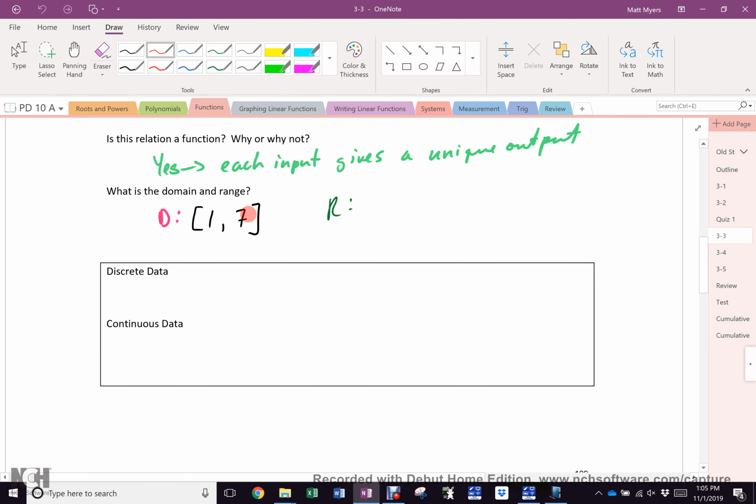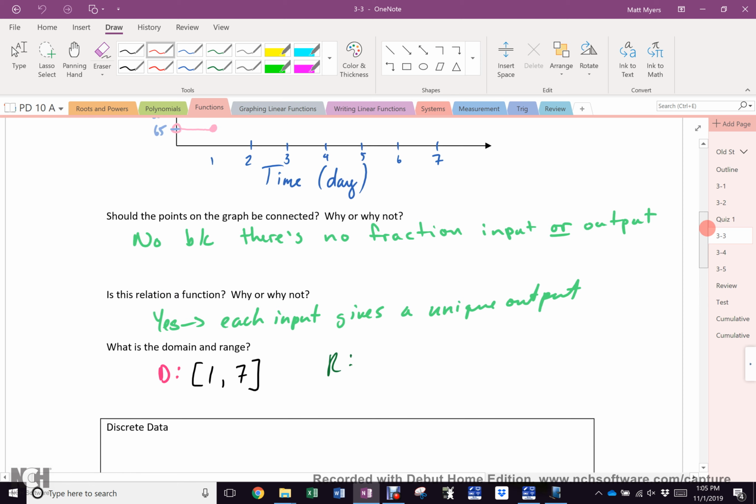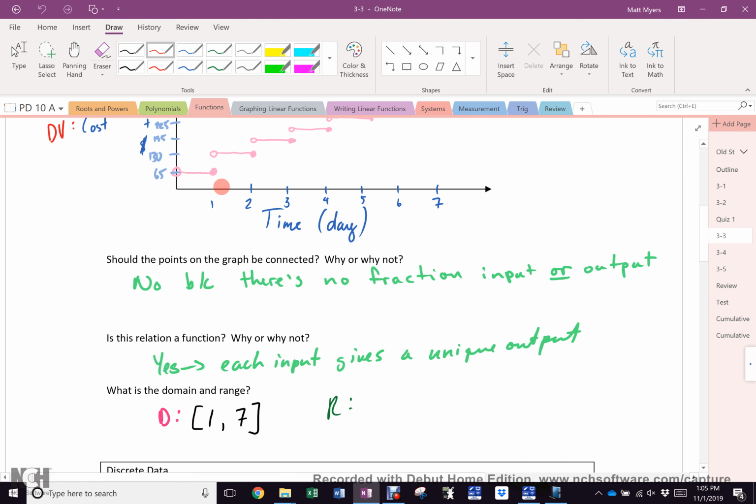The domain being 1 to 7. Why was the domain 1 to 7? Because no matter what fraction of any day I chose, I got an output. Yes? But was that the same for my range?